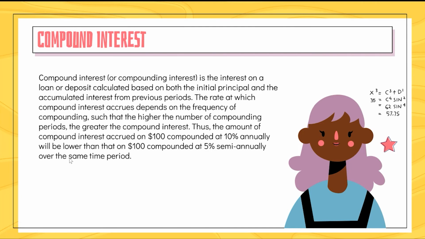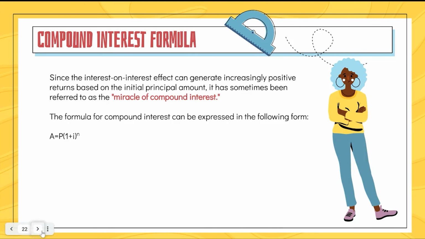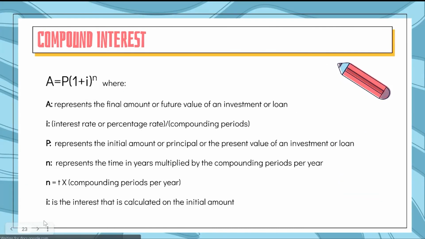The formula changes between compound interest and simple interest; it is not the same formula. We can see on the next slide the formula for compound interest: A equals P(1 plus I) to the power of n. You can see the formula here, showing what A, I, P, and n are. A represents the final amount, the future value.